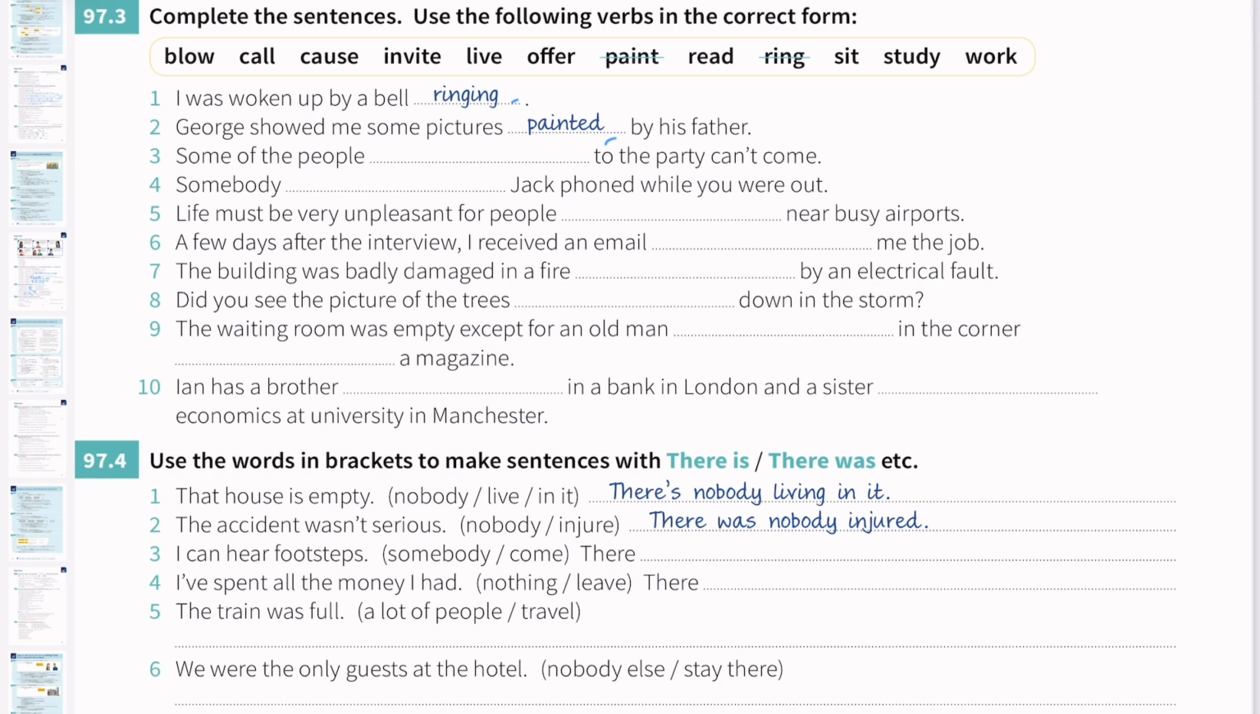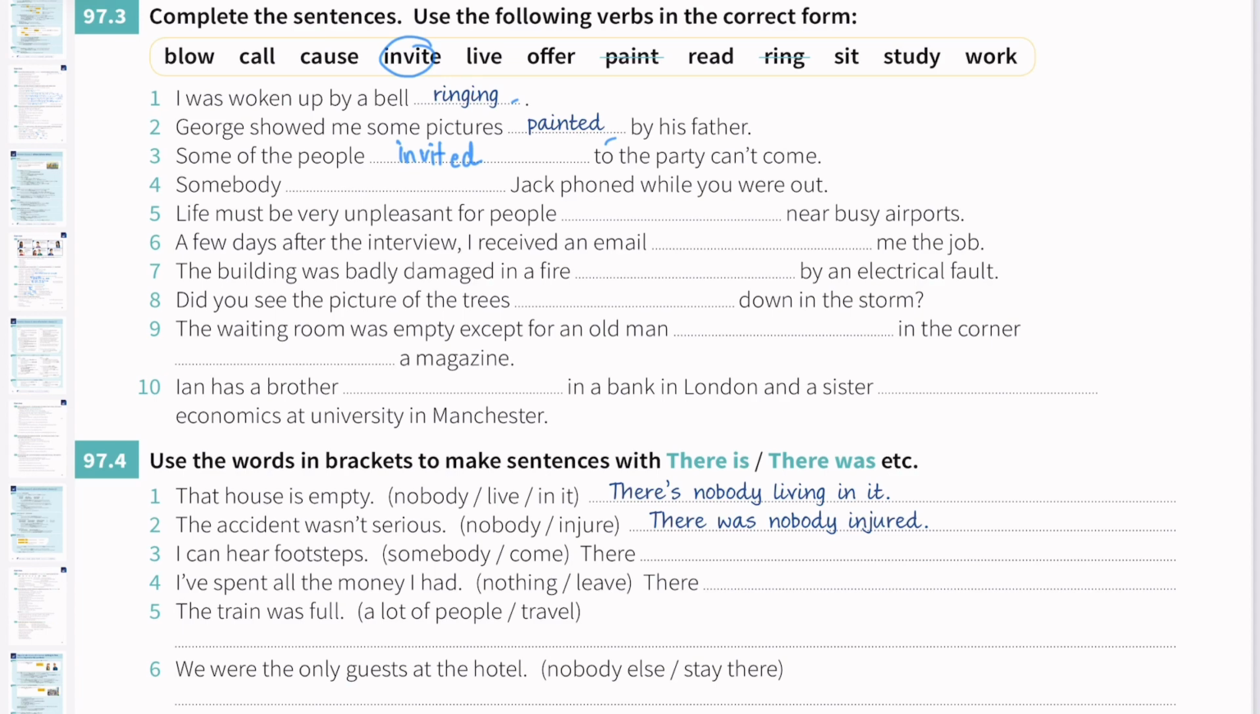Now number 3, what do you think for some of the people to the party can't come? Some of the people, we have to use verb invite. But they were invited, so it has a passive meaning. We have to use which form? Invited or inviting? We have to use invited, passive meaning.